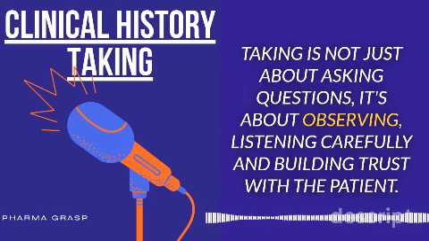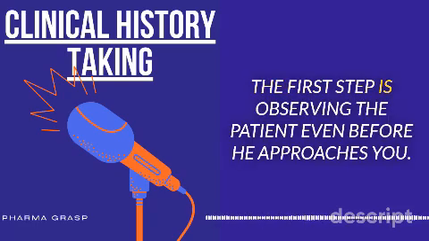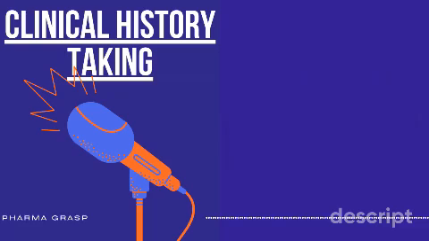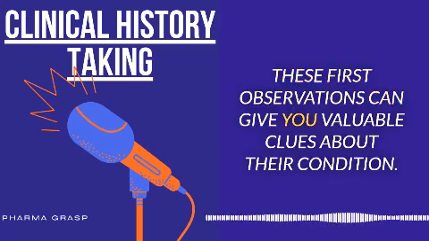History taking is not just about asking questions. It's about observing, listening carefully, and building trust with the patient. So let's break it down step by step. The first step is observing the patient even before he approaches you. From the moment you see the patient, start observing. Notice their general appearance, posture, breathing, facial expressions, and any visible signs of discomfort. These first observations can give you valuable clues about their condition.